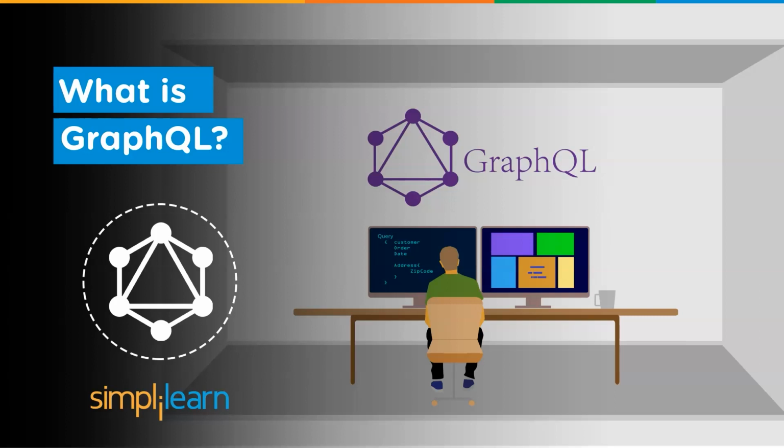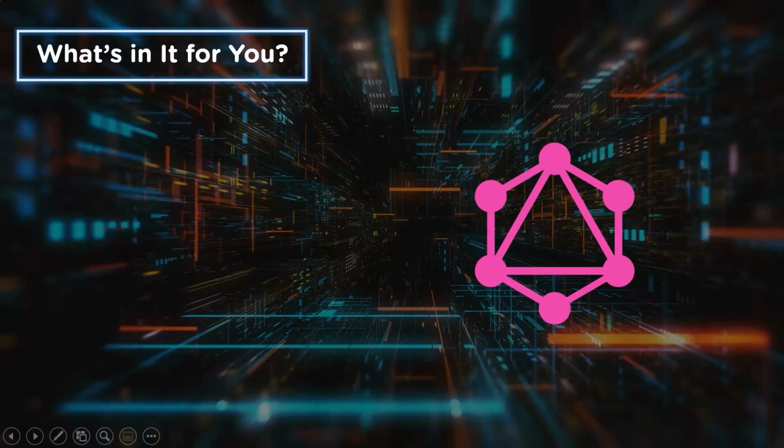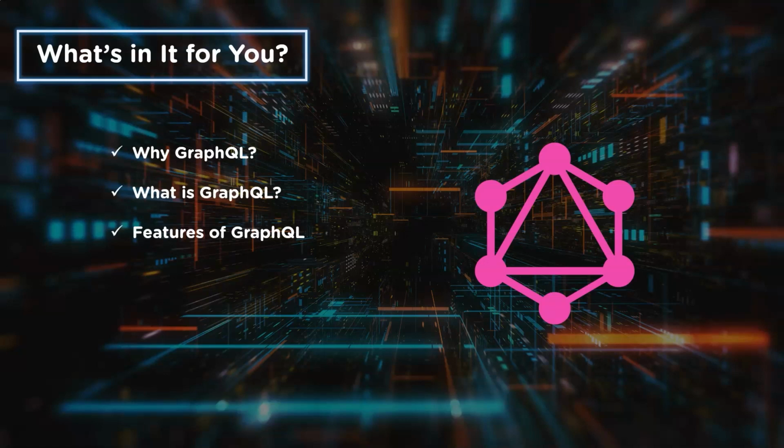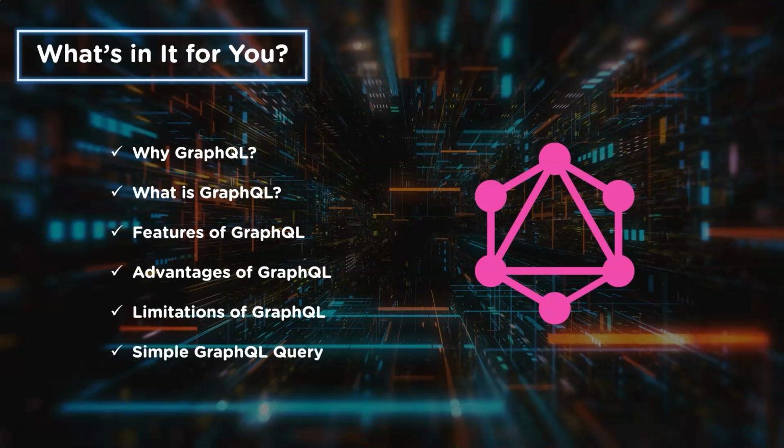So let's begin. First, let's look at what's in store for us. We'll understand why GraphQL is used, and then we'll move on to understanding what exactly GraphQL is. Then we'll look at some of the salient features of GraphQL. We'll also look at the advantages of GraphQL. Moving ahead, once you've learned the advantages, of course, we'll have to look at the shortcomings of GraphQL. And finally, I'll help you understand a simple GraphQL query. So without further ado, let's jump in.